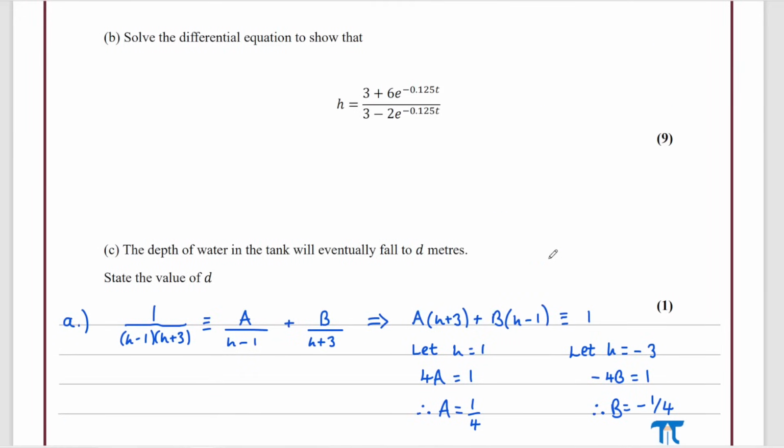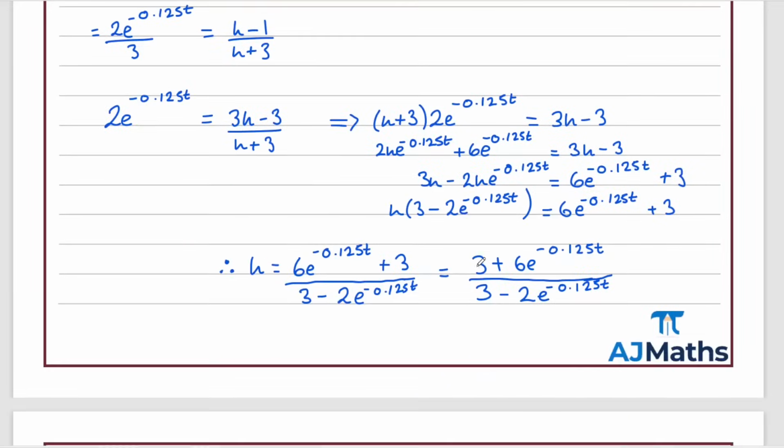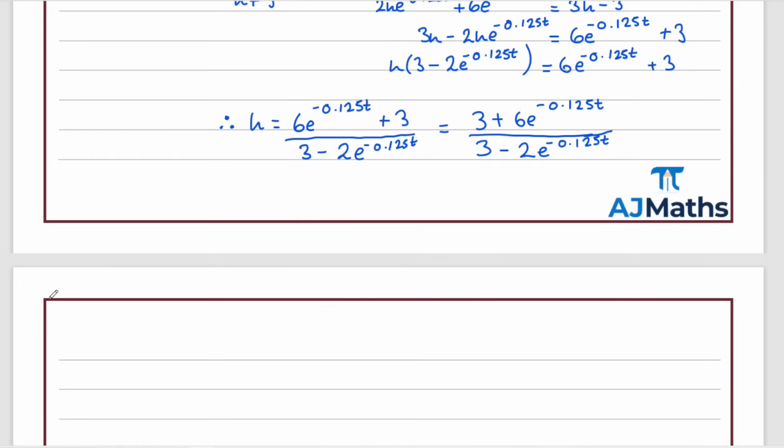And then finally, for part C, it says the depth of water in the tank will eventually fall to d meters, state the value of d. Now, this is only 1 mark. There's not really much work involved with this. So how do we do part C then? Well, for part C, we're looking at what we call the limiting value. In other words, we're going to take the limit here as t tends to infinity. Okay. So not 0, infinity.